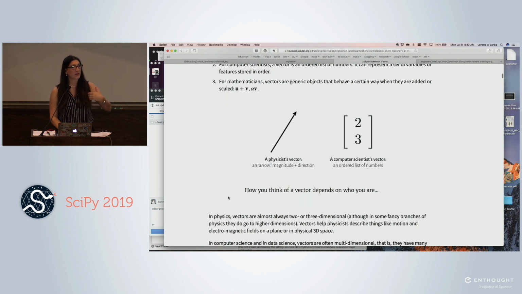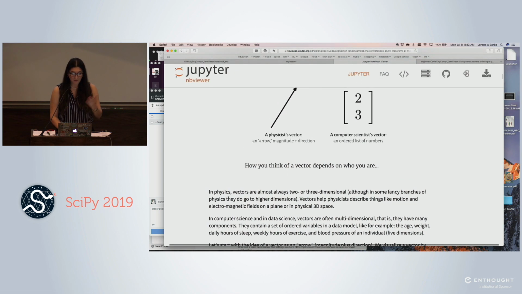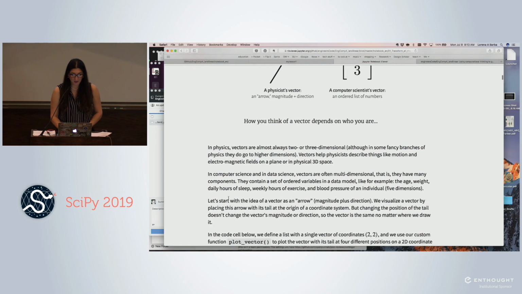But we start with the physicist approach, where we can draw things as arrows because that's intuitive. We move to higher dimensions. It gets harder to represent things as arrows, and then we eventually move to the idea of a vector as a list of numbers, and then we can generalize that to many applications. So the idea of a vector depends on who you are.